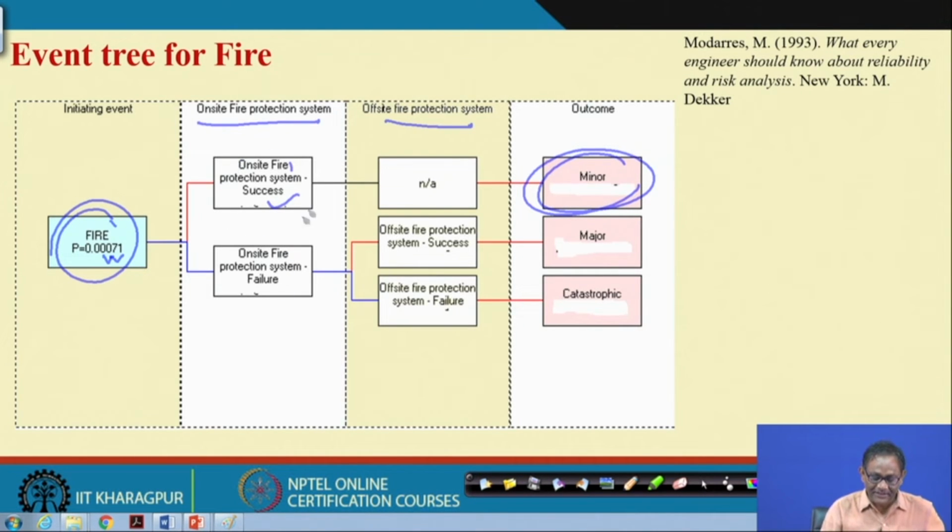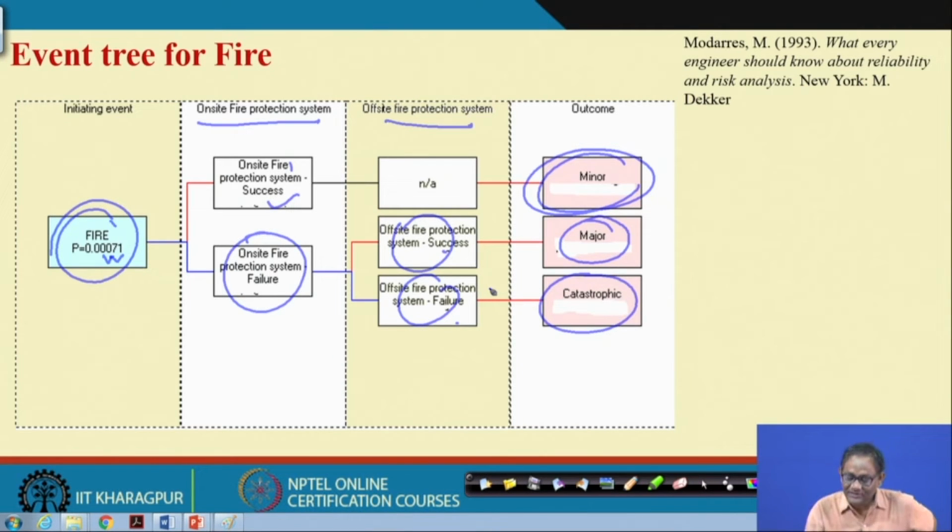If the on-site one fails, then the off-site fire protection system may be successful or may fail. If it is successful, major damage will occur. If this also fails, catastrophic things will happen. So, these are my accident scenarios. Now, in this example, I want to show you that the success or failure of these is also an issue, because these are protection measures. There is success and failure.